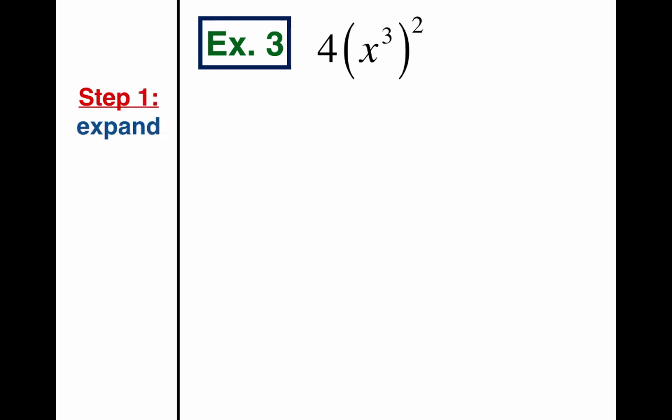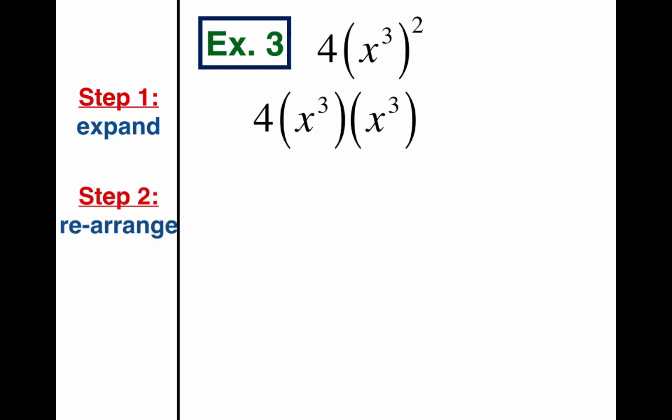All right, let's try another problem. Example 3. 4 (x to the 3rd power) squared. So step 1, we expand and break this out into all the small pieces. So parentheses squared means we have 2 of them. That means we have an x to the 3rd and an x to the 3rd. But breaking that down even more, that means we have x times x times x.